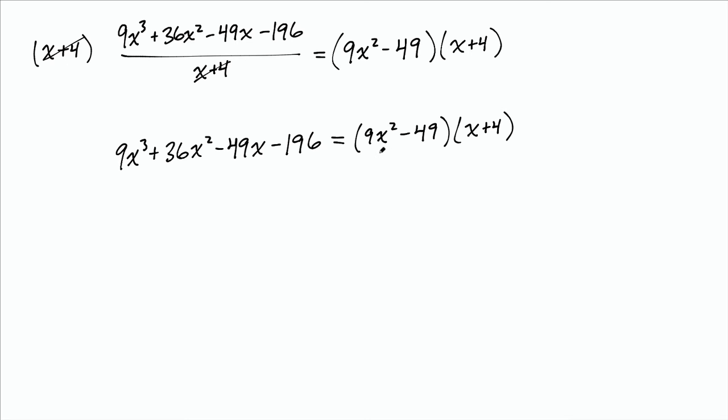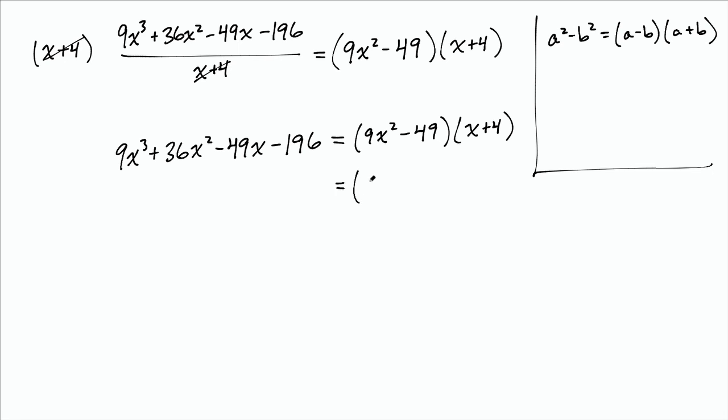We'd like to continue with this 9x squared minus 49. And to factor this, we can recognize this as a difference of squares. Okay, remember the difference of squares formula, I'll write it over here, that a squared minus b squared factors as a minus b times a plus b. And that's what this 9x squared minus 49 is. Okay, that is 3x squared minus 7 squared.